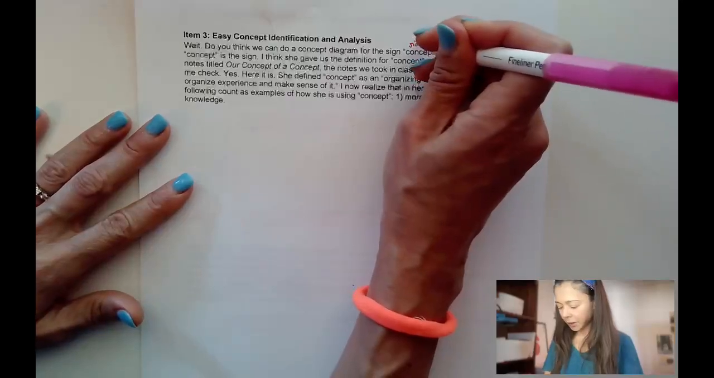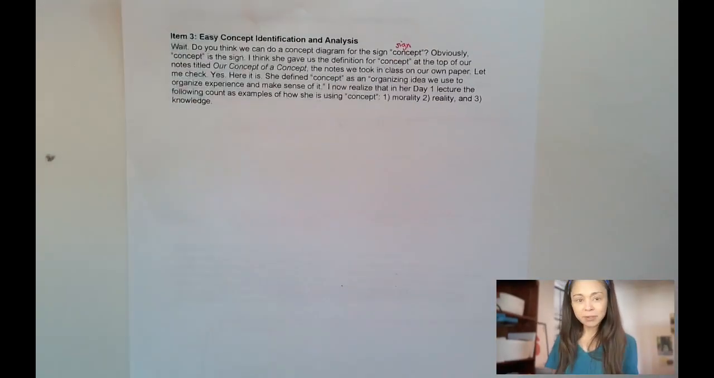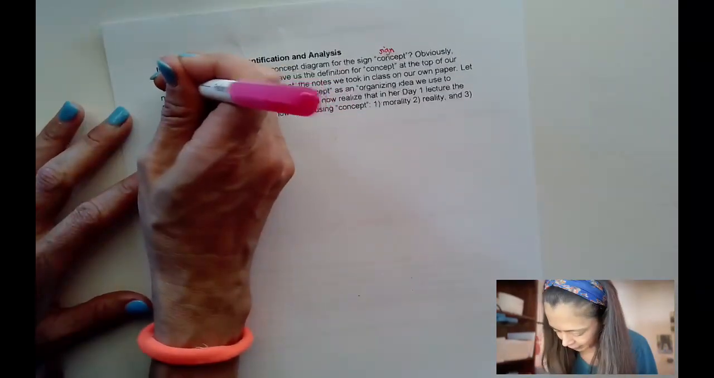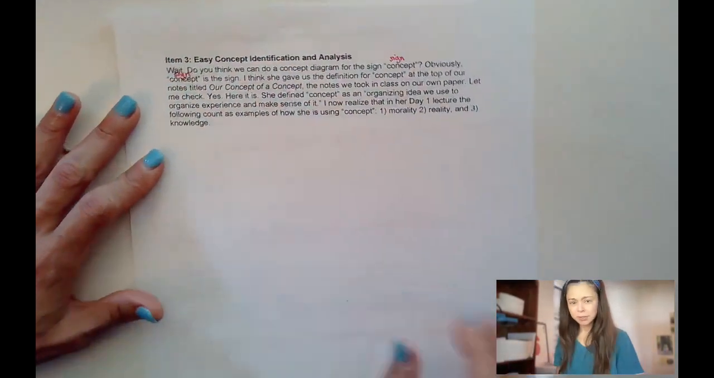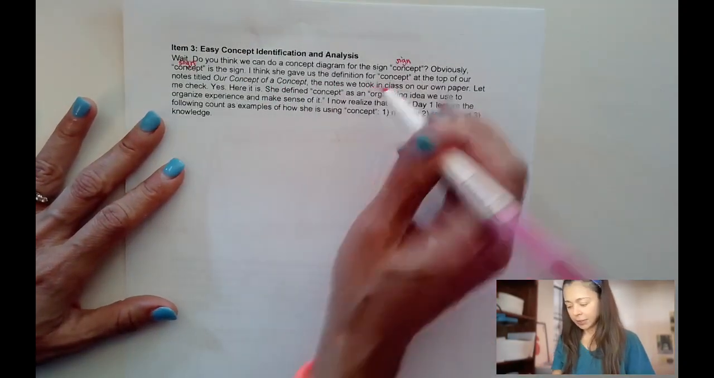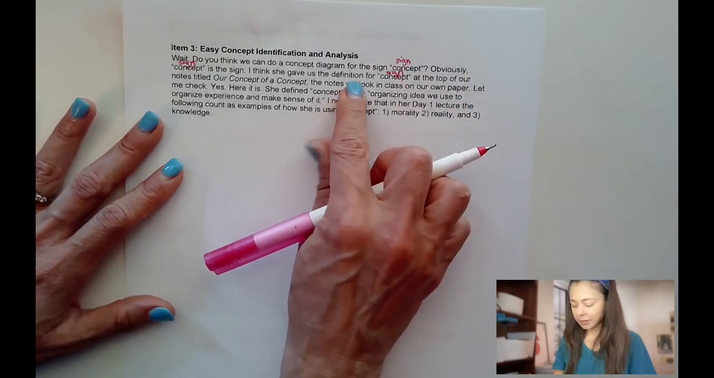So of course we're going to write the word sign above the word concept itself. Obviously, concept is the sign. Oh my gosh, we're pretty much just giving it away, okay? Still, we're going to label because that's what we do here in the class. I think she gave us the definition for concept. There's the sign again, okay? They're letting us know that they're about to give a definition.